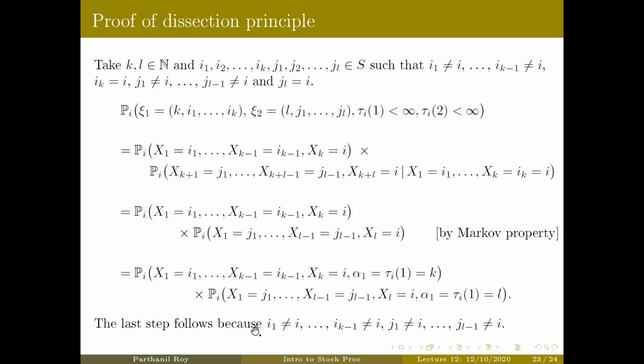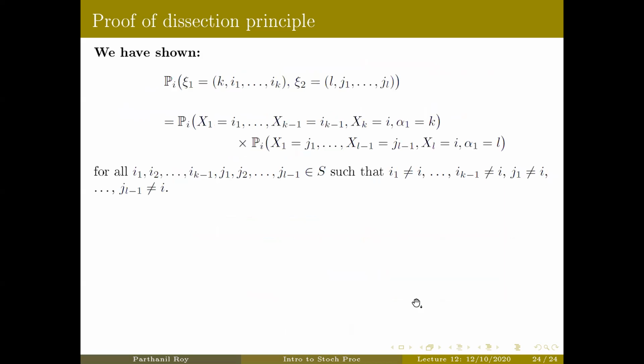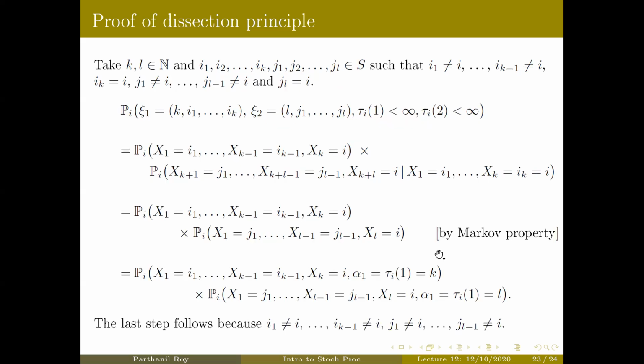So again, as I said, the last step follows because of the choice of the states. I1 to Ik minus 1 are all not equal to I, and J1 to JL minus 1 are all not equal to I. Because of that, I can do this. So what we have done is we have shown, this is just to summarize what we have shown.